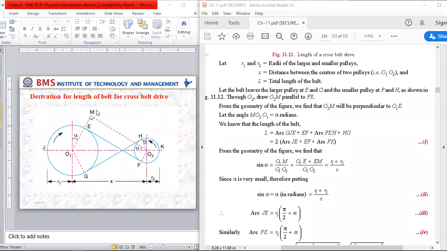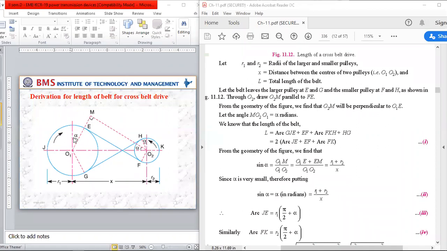Here O1 O2M makes a right angle triangle. So in the right angle triangle, sin alpha is equal to opposite side by hypotenuse. What is the opposite side for this angle? It is O1M. So O1M divided by hypotenuse O1 O2. For the right angle triangle O1 O2M, hypotenuse is O1 O2, opposite side is O1M. So O1M by O1 O2.